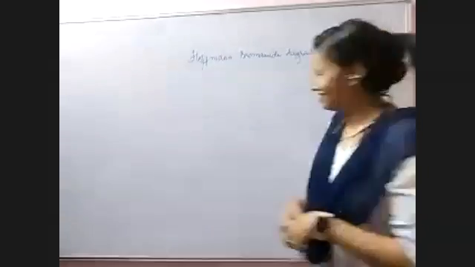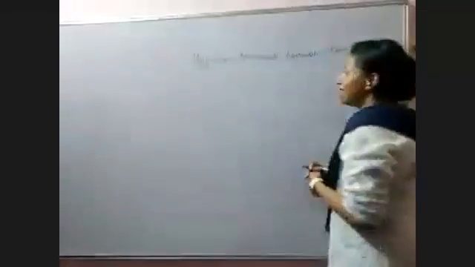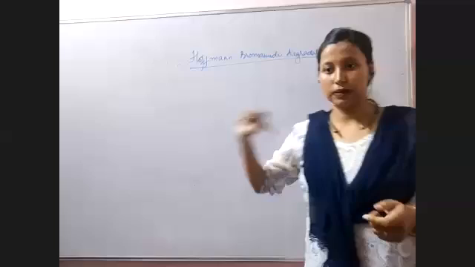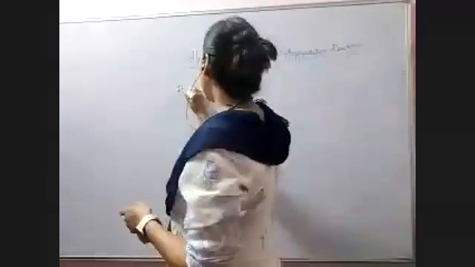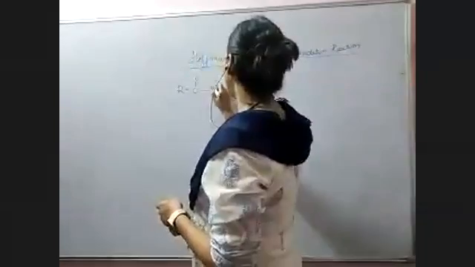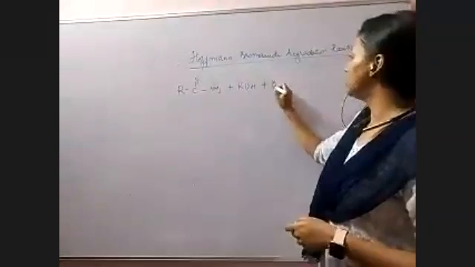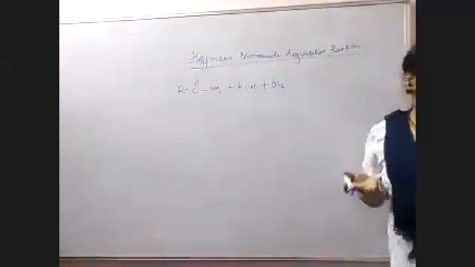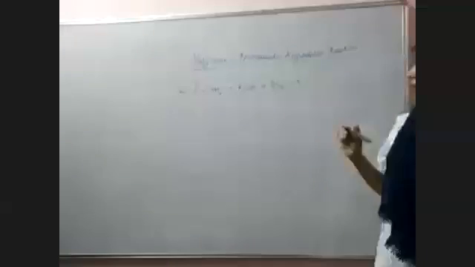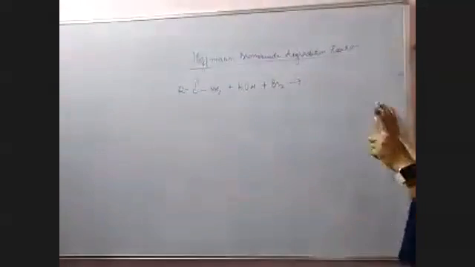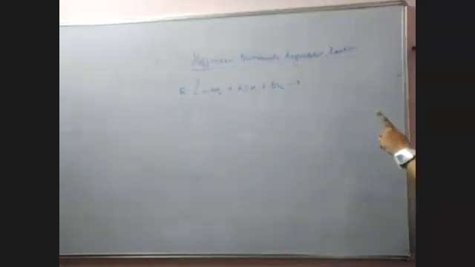What is the Hoffmann bromamide degradation reaction? I will need an amide, so we start with RCONH2. After that we need alkali KOH, and I need bromine because it is bromamide, right? We need bromine. So KBr will form, okay, clear.